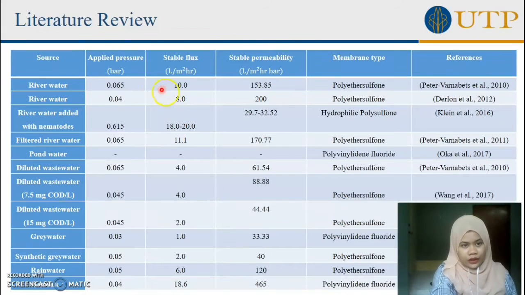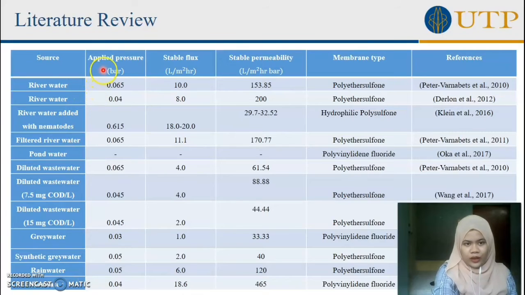In addition, the literature review, I present it in a table form, where this table actually demonstrates the findings of biofilm by the researchers. And as you can see here, the source of the feed water varies. The most common one is river water, and then next they also test with the pond water, diluted wastewater, grey water, synthetic grey water, rainwater, and lastly seawater. For my research, I use synthetic tapioca processing wastewater as my source for the feed water.